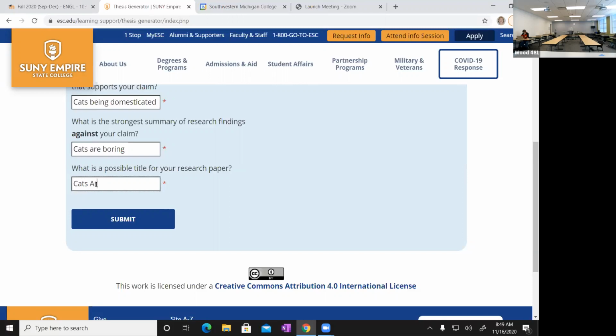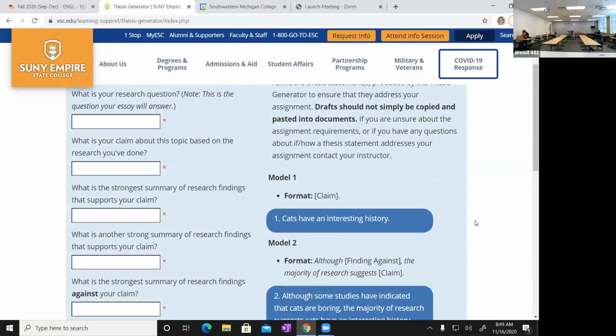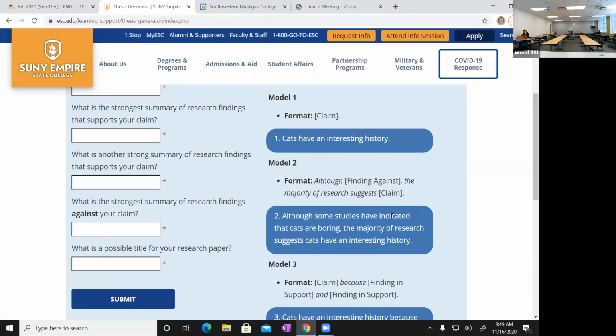Cats are unique. Okay, that's that. So I'm just going to submit. Now, keep in mind, as I said, this is very rough. It is not perfect. You're definitely going to have cleanup. But here it is. Here's my claim. Here is what the majority of the research is saying.